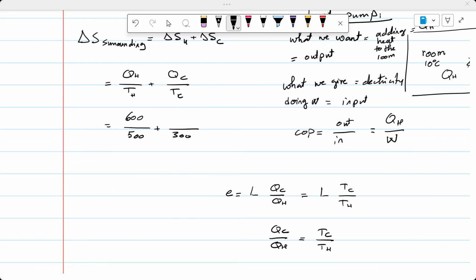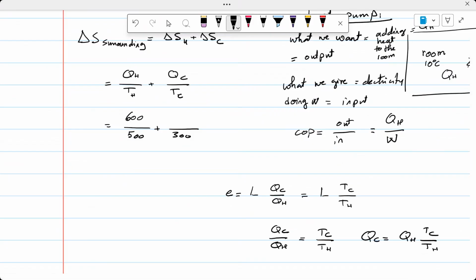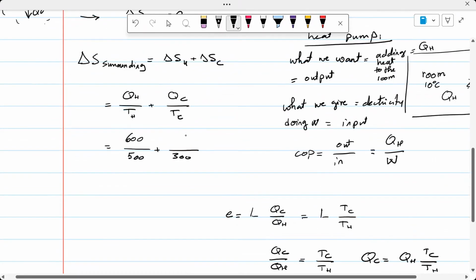Okay, so you can see how I have everything here and I can calculate QC. This will be QH TC over TH. So this is 600 times 300 over 500. You will get 360 joules. All right, so I got 360 here.